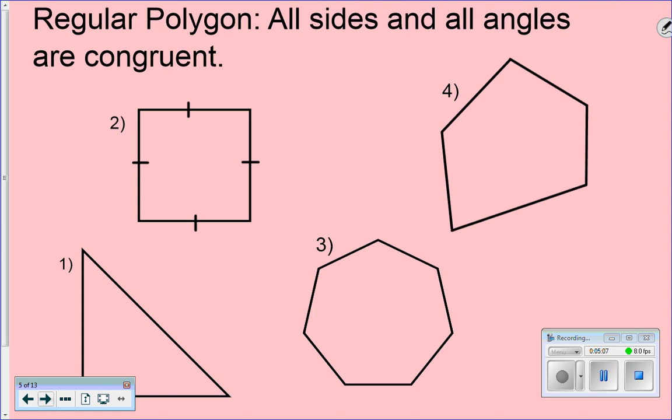All right, now a regular polygon, this is what I was talking about before. A regular polygon is a polygon that has all the same sides and the same angles. So everything is congruent on it. All the same sides and all the same angles.